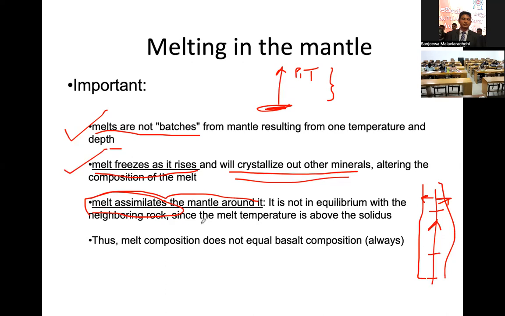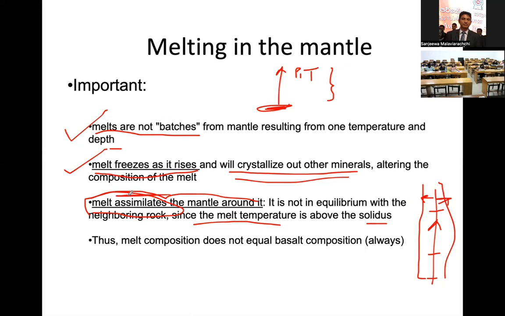So always the point is that the melt temperature is above the solidus. That means that it is always a melt. If it is at the solidus temperature, then definitely there will be no melt, right? The melt will be a solid. So as long as it is above the solidus, there is a possibility which can react with the ambient solid mantle or the solid rocks. That we in general call assimilation, right?